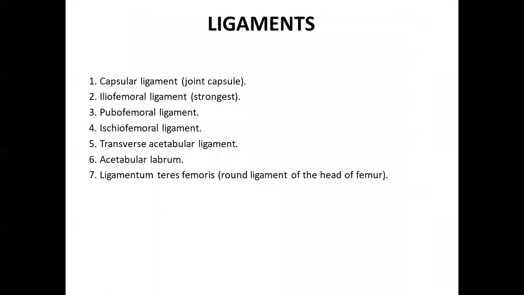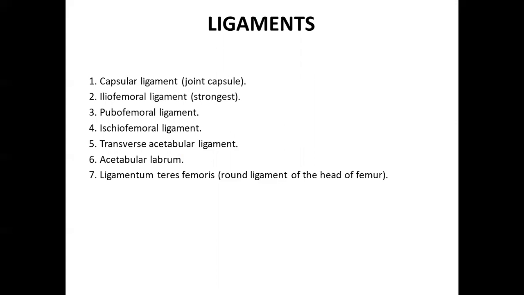Now, talking about the ligaments of this joint, there are 7 ligaments that take part in the formation of the hip joint. The easy way to remember is that every joint has its own capsular ligament, which you have normally discussed when you studied the general anatomy of joints, right? So the capsular ligament or the joint capsule will be there.